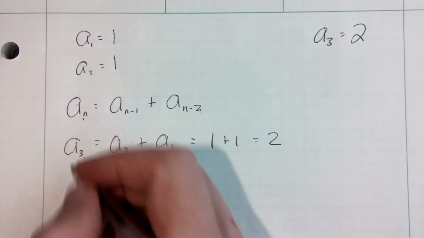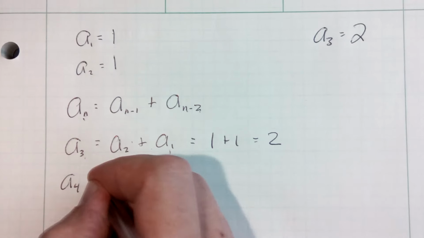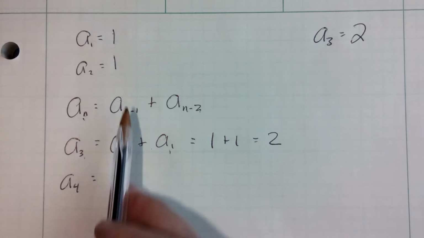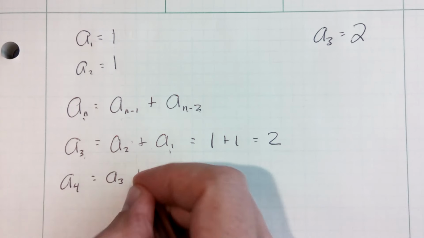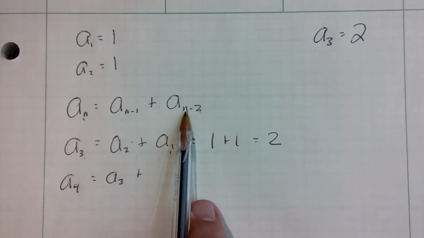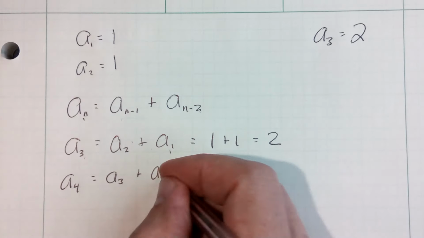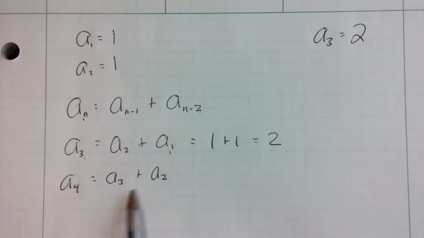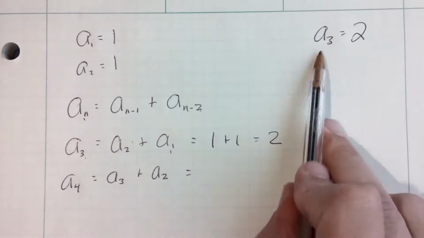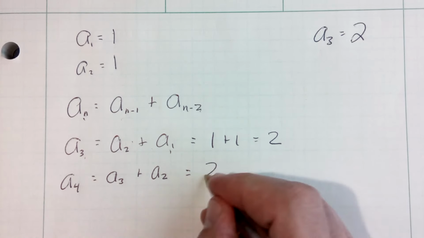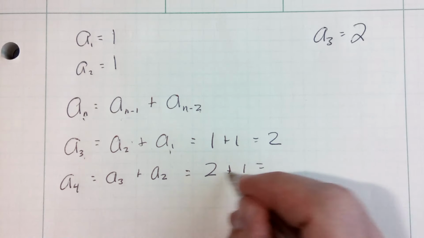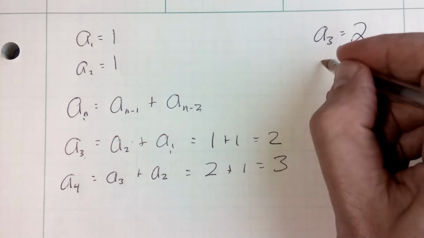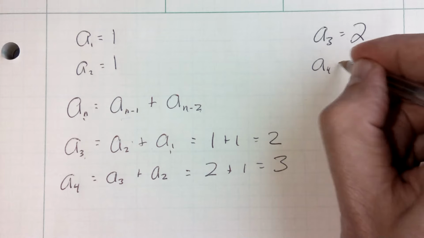Now, let's say I wanted to find the fourth term. Well, the fourth term, again, using this formula, 4 minus 1, I'm going to take the third term, and I'm going to add it to what's 4 minus 2. I'm going to add that to the second term. So do I know the third term? I do. The third term is 2. The second term, it's back up here, is 1, and 2 plus 1 is 3. So now I know the fourth term is 3.